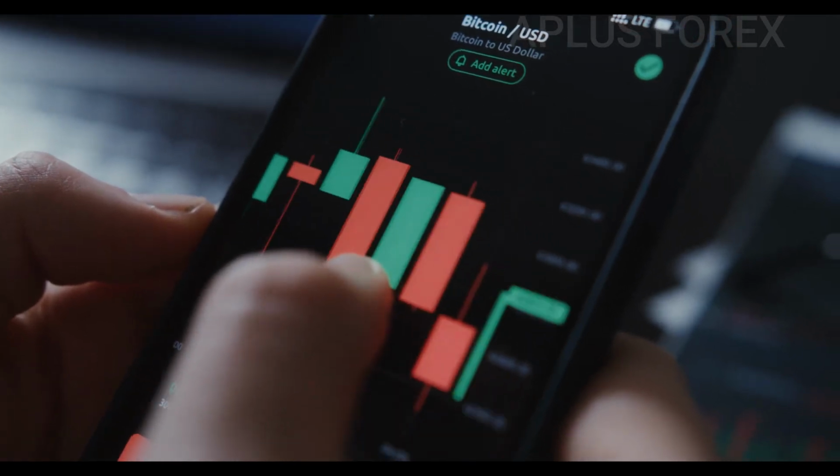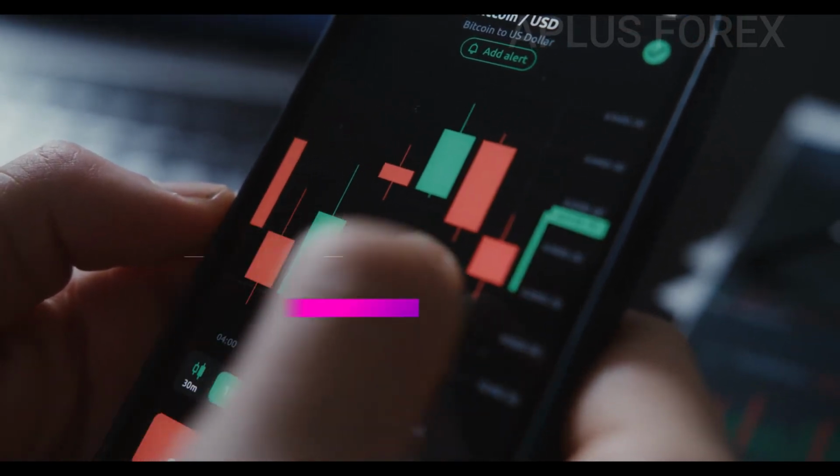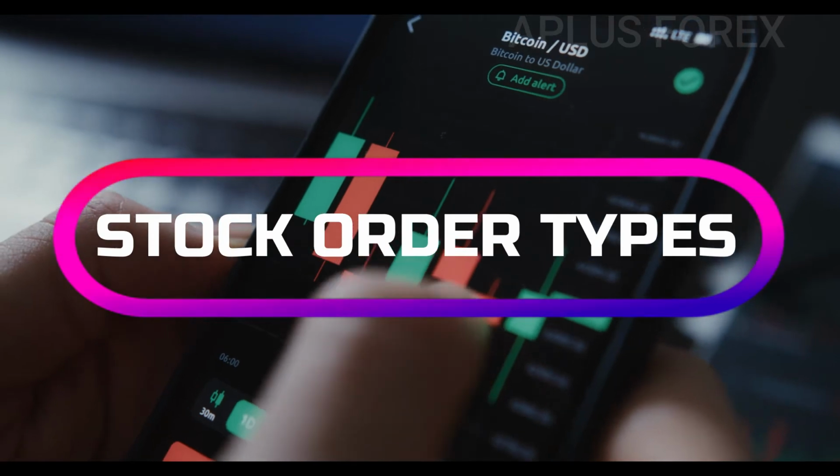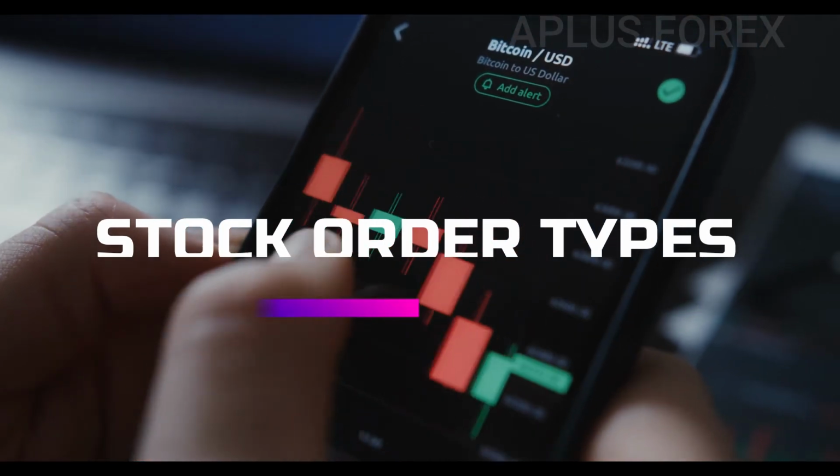Hello, in this video, I will teach you about the 4 main different stock order types used in trading, so stick around till the end of the video to understand.